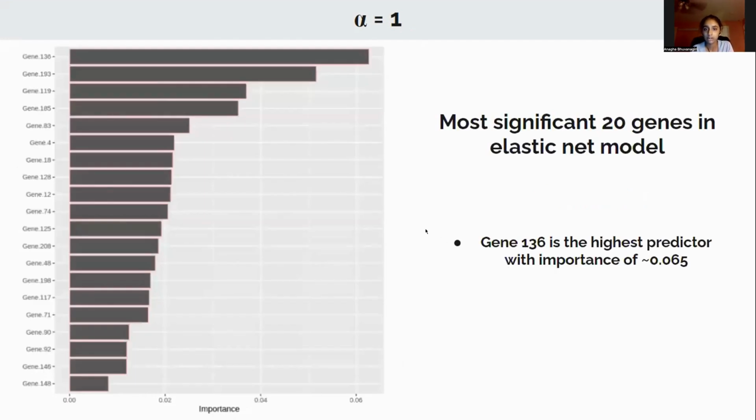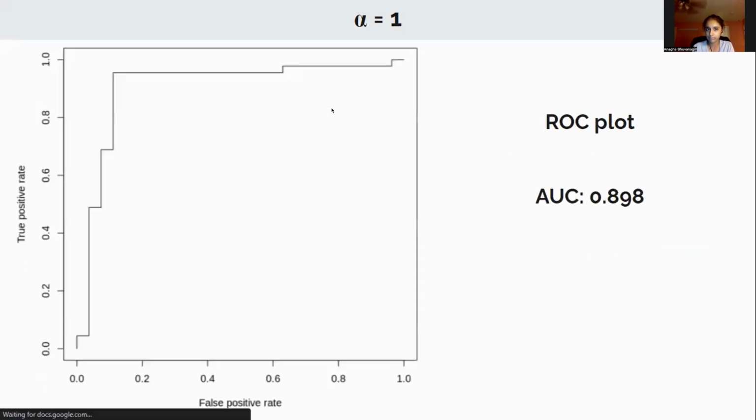This is the VIP chart for alpha value 1. These are the most significant 20 genes in the ElasticNet model, and then as you can see here again, gene 136 is the highest predictor with an importance of about 0.065. The importance here is bigger because with alpha value 1, there are less genes left in the dataset to be compared, so that the most significant genes have a higher importance.